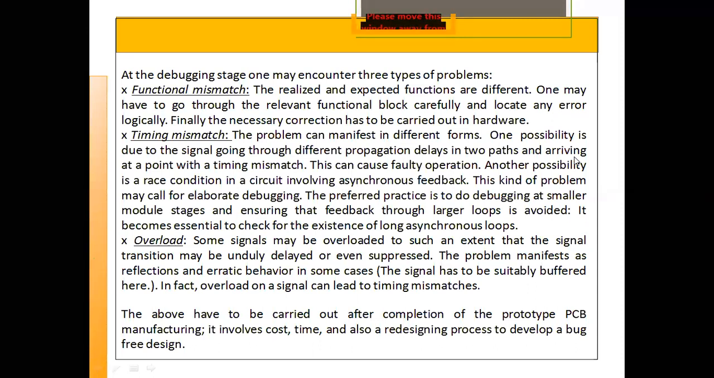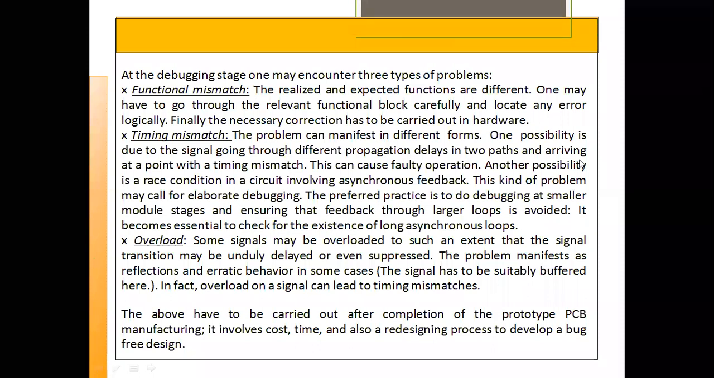So you can see here, the realized and expected functions are different. If both are the same, it's not an issue for us. If both are different, we have to see where the mistake has been made, rectify it, and go for any other modifications in the circuit to get the required output. One may have to go through the relevant functional block carefully and locate any error logically. Finally, the necessary correction has to be carried out in the hardware.